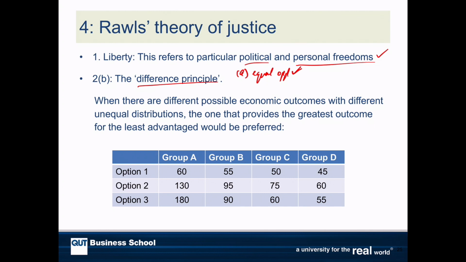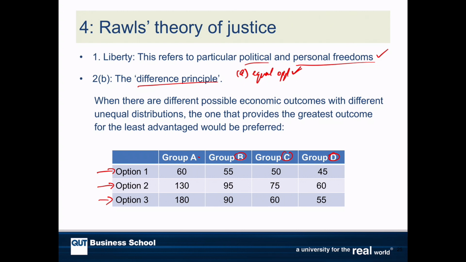So let's say we've got 4 groups. This could be 4 individuals or 4 groups, A, B, C, and D. And let's say we have 3 options in terms of our system. So option 1 means group A will benefit by 60, group B 55, group C 50, group D 45. You get the idea? Option 2, group A 130.